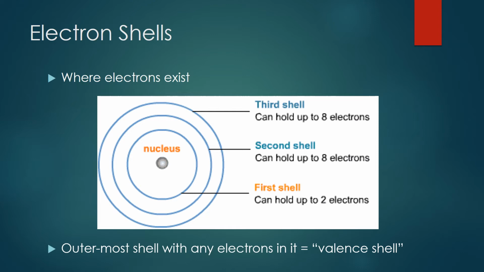We have a special name for the outermost shell of an atom that has any electrons in it. We call this the valence shell. So if the third shell of an atom had an electron in it, but there are no electrons in the fourth shell, and so on, we would call that third shell the valence shell. But the second shell could be the valence shell too if it was the outermost shell with electrons in it. That first shell could also be a valence shell if it was the outermost shell with any electrons.